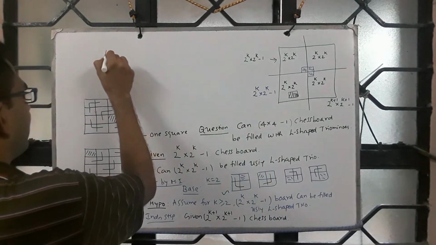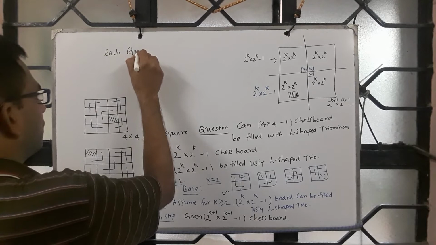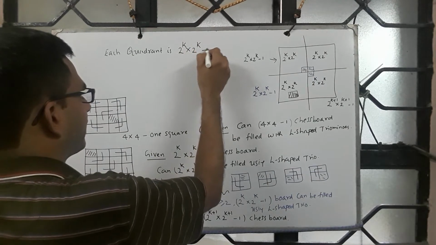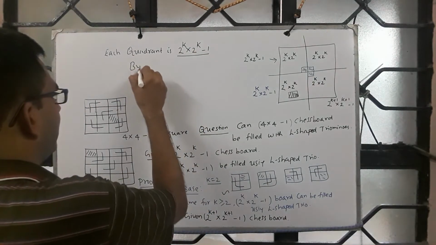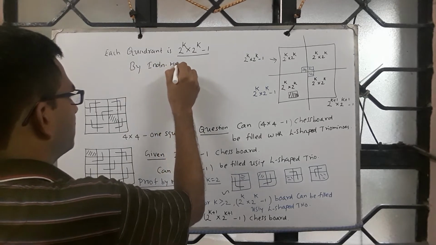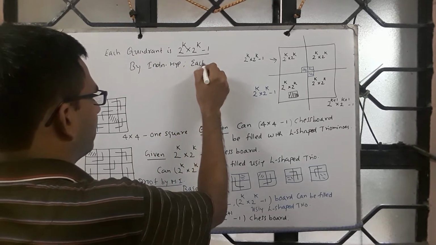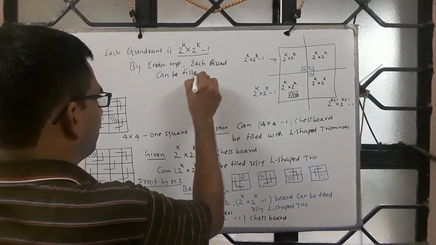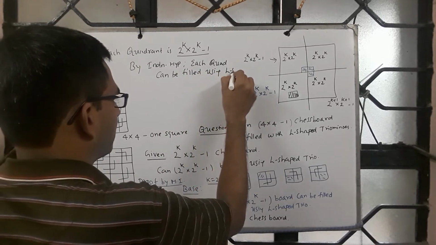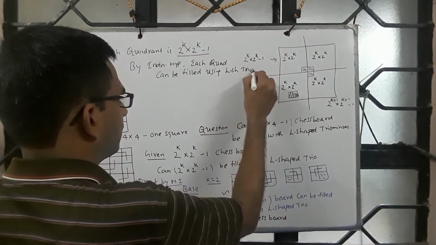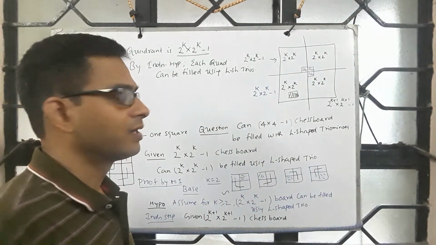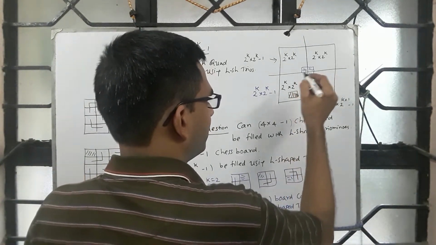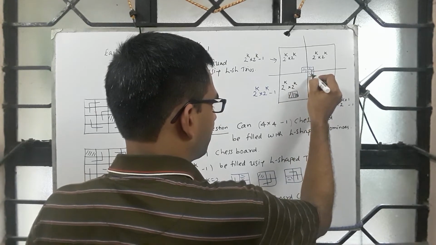Now each quadrant is 2^k cross 2^k minus 1. So by the induction hypothesis, each quadrant can be filled using L-shaped triominoes. Correct? And we have removed a corner square from each of them. That has to be filled. So simply use one L-shaped triomino to fill this.